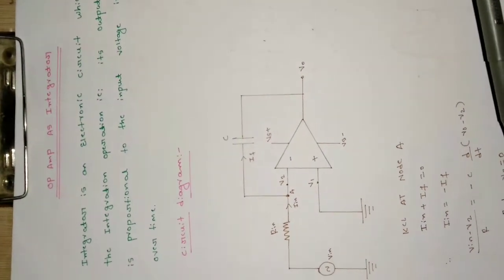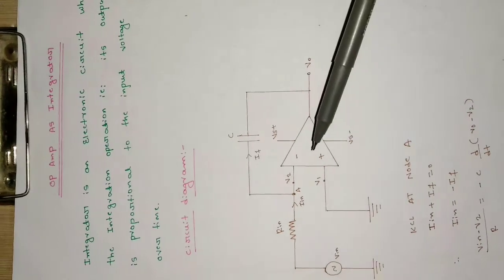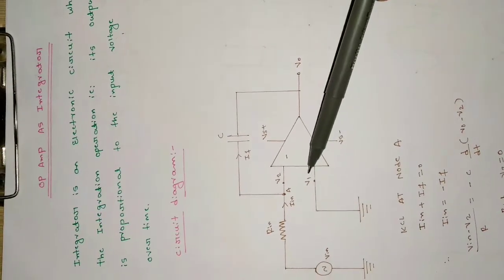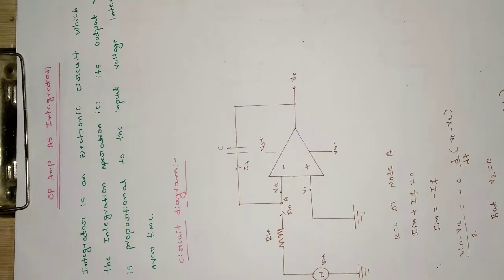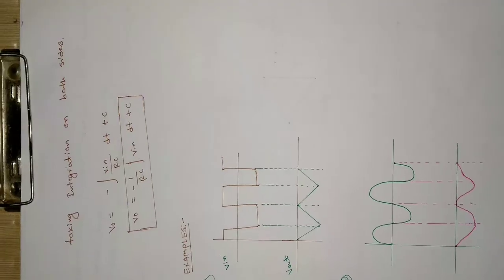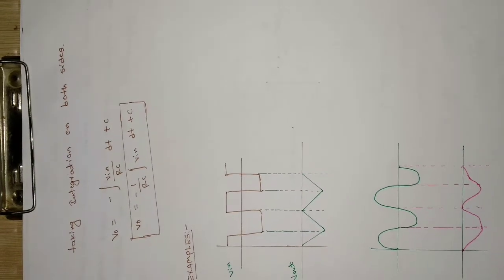So we know that V2 is equal to 0 due to the virtual ground effect. So V2 is equal to 0 and V1 is equal to 0 as well here. So Vin by R is equal to minus C into d by dt of V0 here. Okay, now let us integrate on both sides.